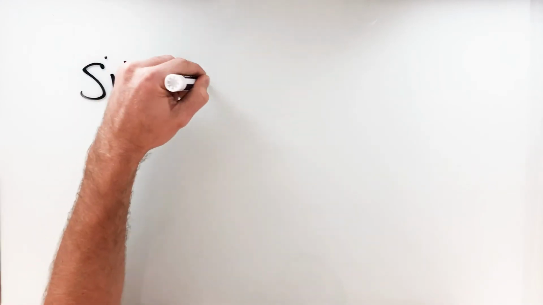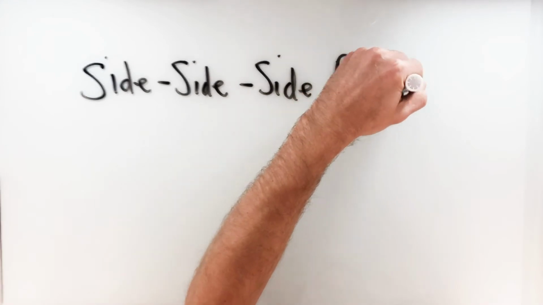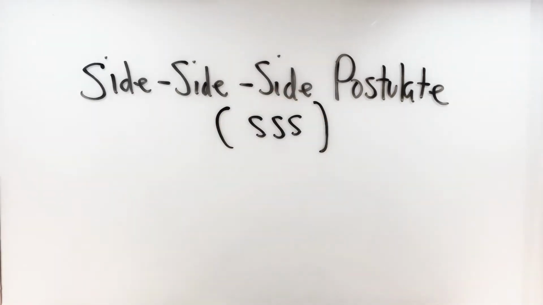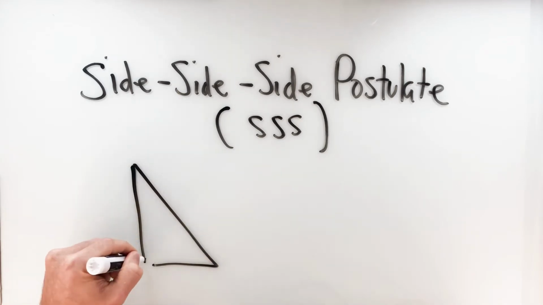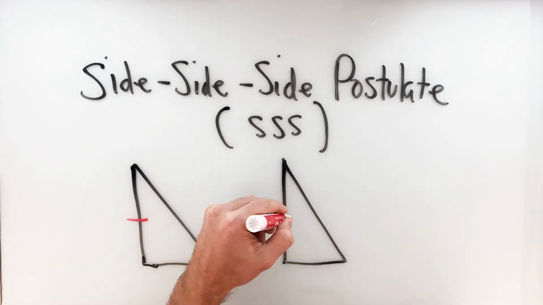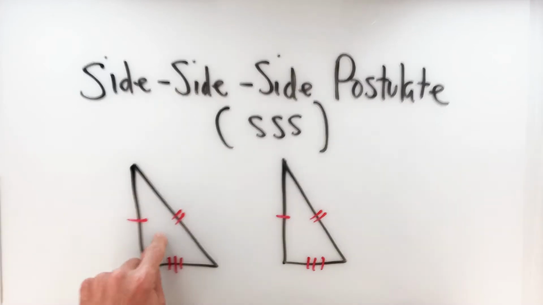The side, side, side postulate, or how we abbreviate it, SSS, says that if 3 sides of one triangle are congruent to 3 sides of another triangle, then the triangles are congruent. So in this picture right here, I've got all 3 sides marked congruent to all 3 sides in this triangle. This is enough based on this postulate to say that these 2 triangles are in fact congruent.